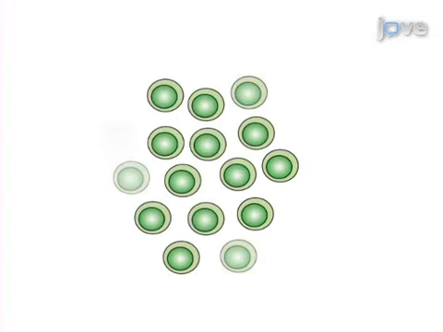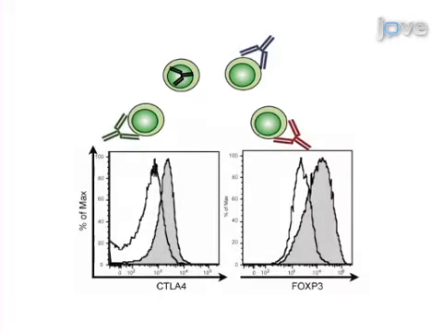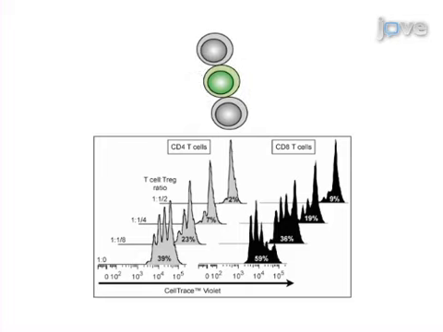In the second step, the regulatory T cells are expanded in culture. Next, the phenotype of the expanded cells is characterized by flow cytometry. In the final step, the function of the expanded Treg population is assessed by a T-cell suppression assay.